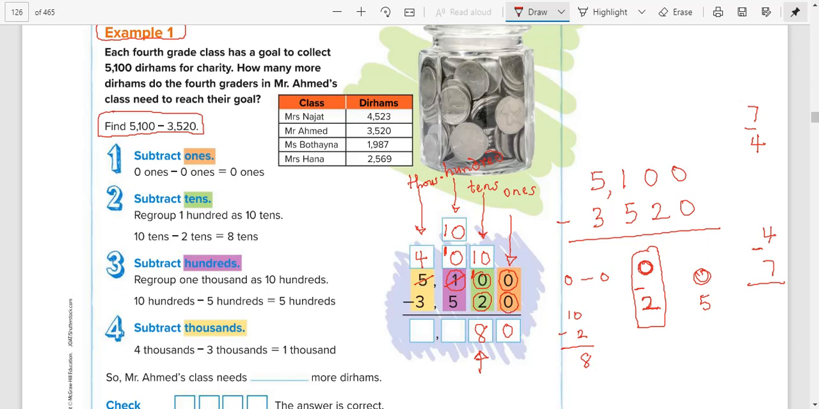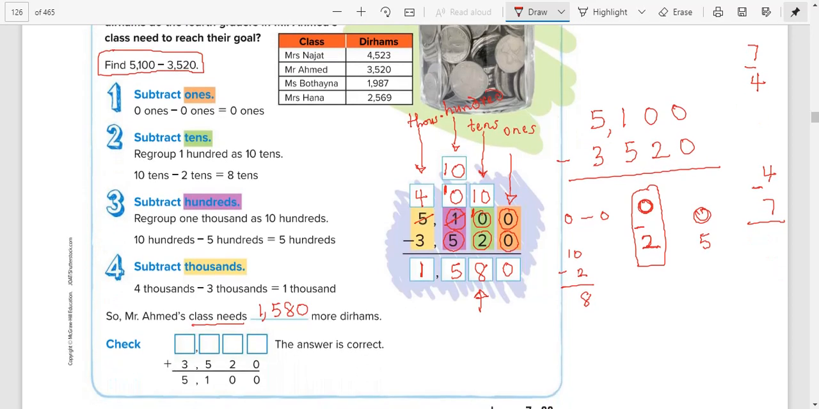I want you to pause the video, rewind the video, and play it back again until you understand what has been done. So in the hundreds column, we can now do 10 minus 5. 10 minus 5 is going to give us 5. And the last column, 4 minus 3, is going to give us 1. So this is the final answer. So Ahmed's class needs 1,580 more dirhams.